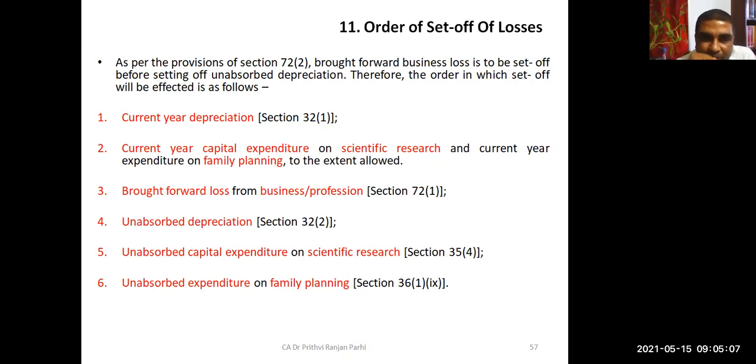Same also for expenditure on scientific research, that can also be indefinitely carried forward. But for the family planning expenditure, there is a limit. Up to 4 assessment years it can be carried forward. But the sequence you have to remember right now. Did you understand?